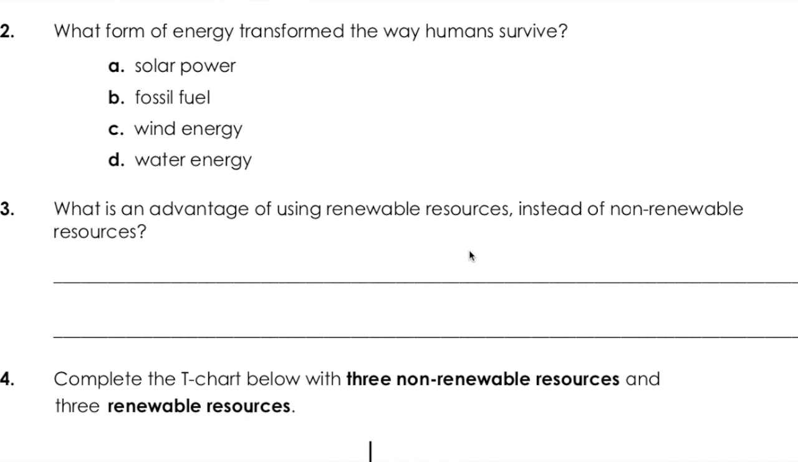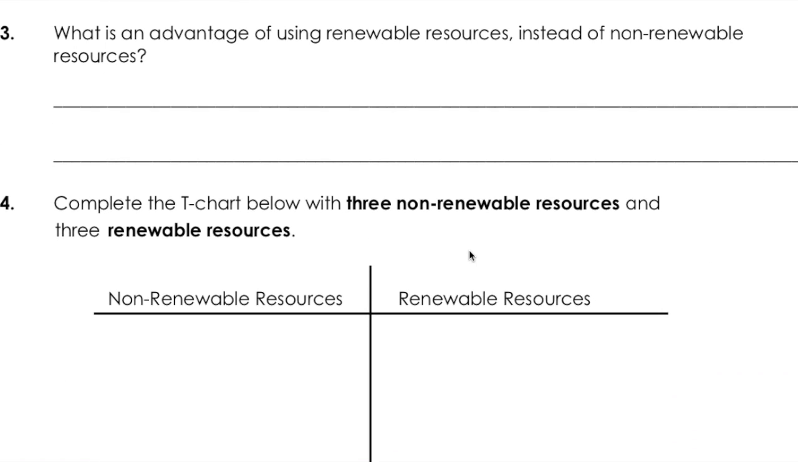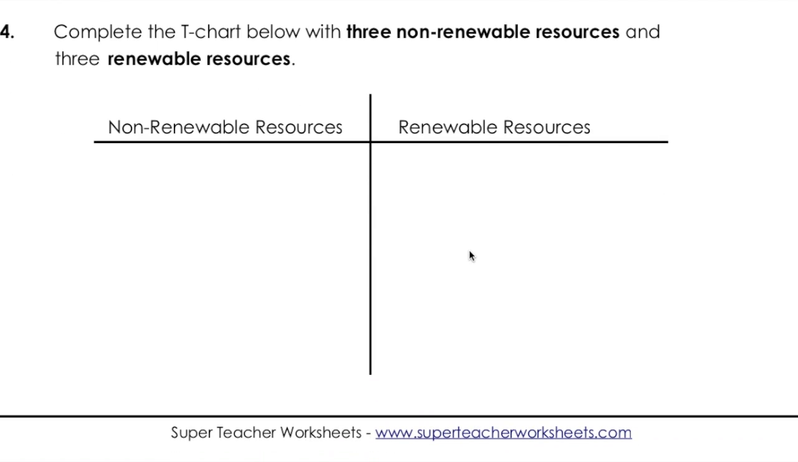Question 2. What form of energy transformed the way humans survive? A. Solar power. B. Fossil fuel. C. Wind energy. Or D. Water energy. Question 3. What is an advantage of using renewable resources instead of non-renewable resources? Question 4. Complete the T-chart below with 3 non-renewable resources and 3 renewable resources.